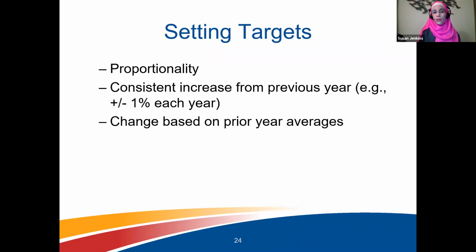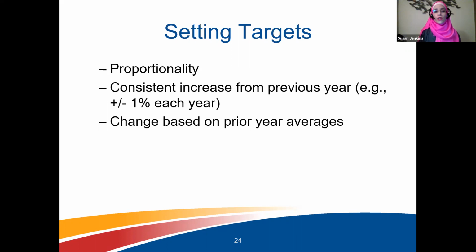Another way to set targets is a constant increase from a previous year. And so you could say that you're going to reduce time to service by 1%. So if it takes a month, that's 30 days, you're going to reduce it by 1% each year or each 6 months, so you can do that consistent increase from the previous reporting period.